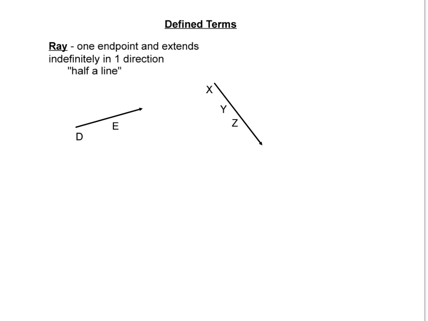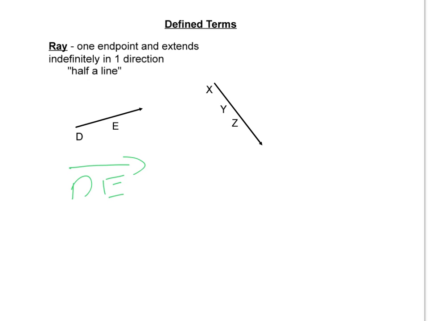A ray is like half of a line. It is finite on one end. It means it has an endpoint right here at D, and it goes on forever on the other side. So it goes on forever. It's infinite on the other side. So we name a ray with its endpoint, which in this case is D, and any other point on the ray, and we draw a ray symbol up above those points.